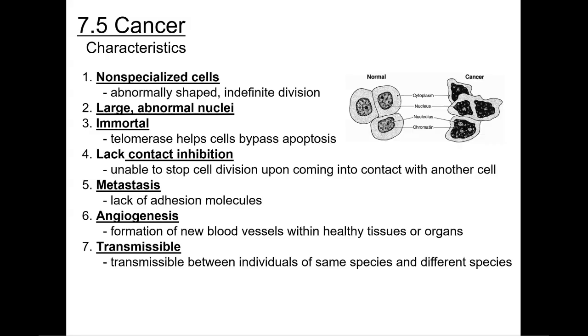And they have angiogenesis. That's going to be formation of new blood vessels within healthy tissues or organs, and that's to feed these masses. And so now they're getting unlimited food supply, they're getting plenty of oxygen, and they're carrying away their waste products and carbon dioxide. And they can be transmissible between individuals of the same species and different species.